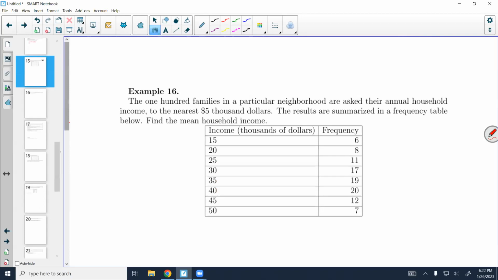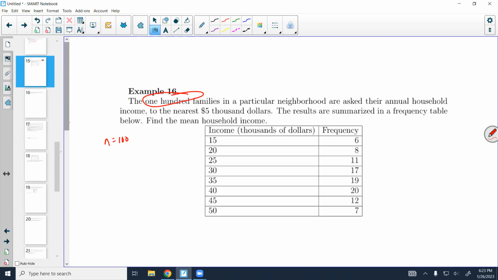Okay, so here we have 100 families in a particular neighborhood asked their annual household income to the nearest $5,000. The results are summarized in a frequency table below. Find the mean. So now, what does this mean? Well, first of all, n equals 100.